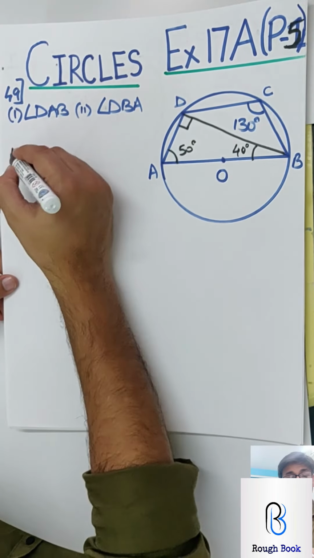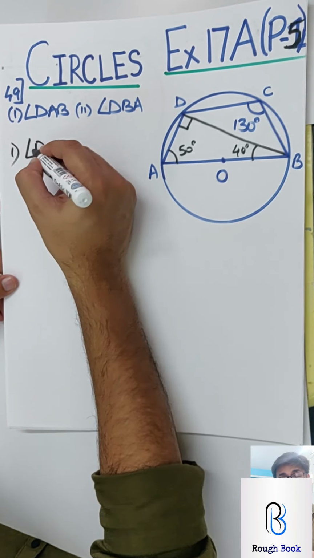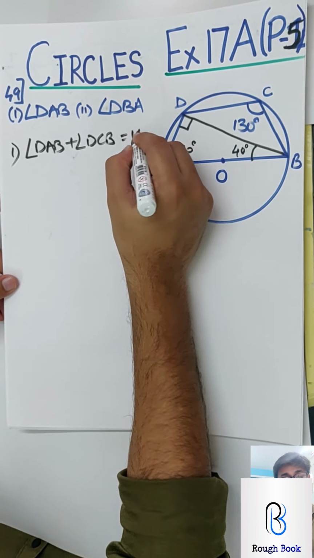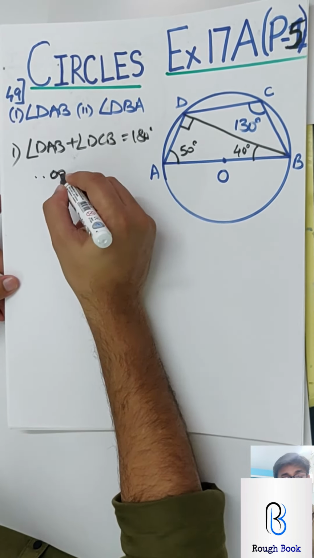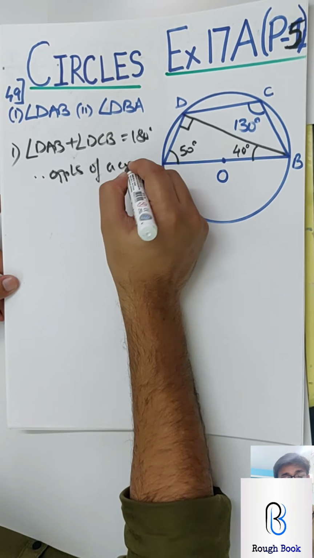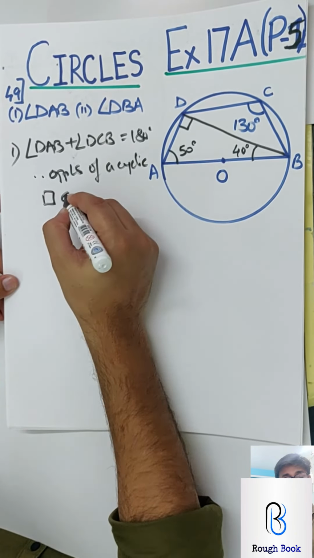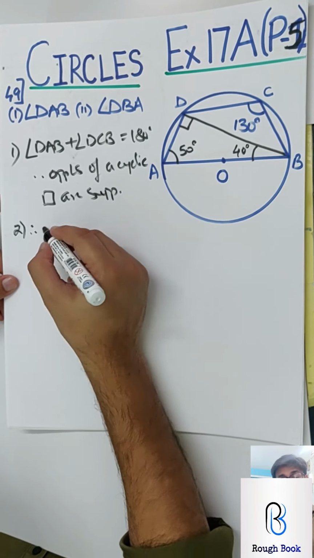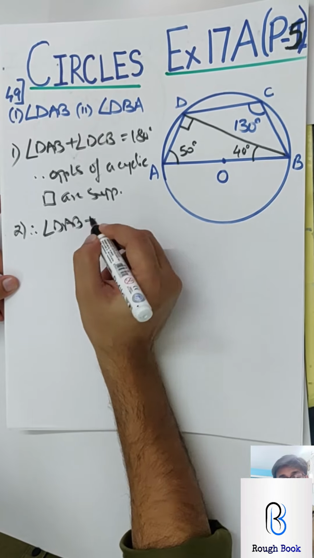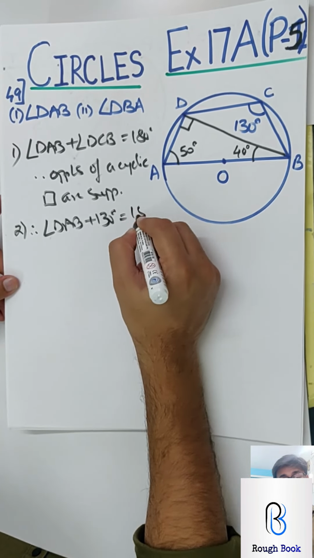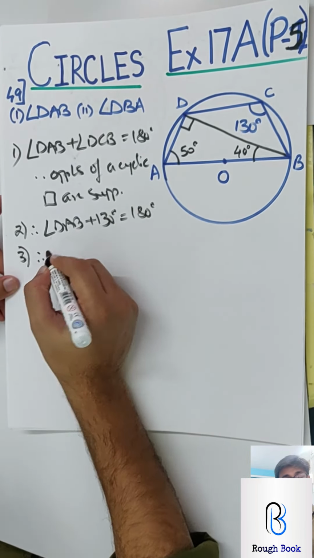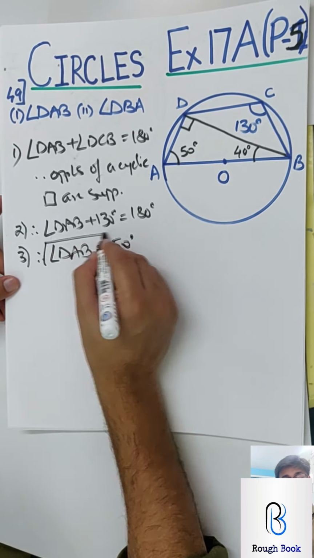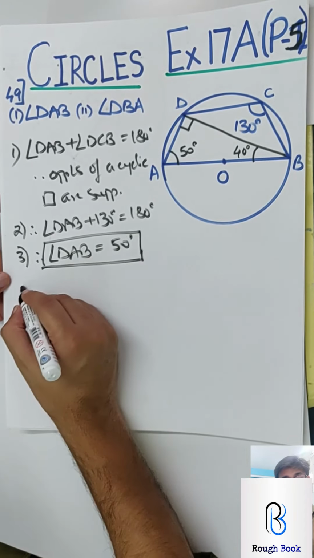Let's begin. So number 1, I will say angle DAB plus angle DCB is equal to 180. Opposite angles of a cyclic quadrilateral are supplementary. Further, DAB is unknown, but DCB is 130. You are expected to write full statements so that no one can cut your marks. So finally DAB becomes 50 degrees and we manage to get our first part.